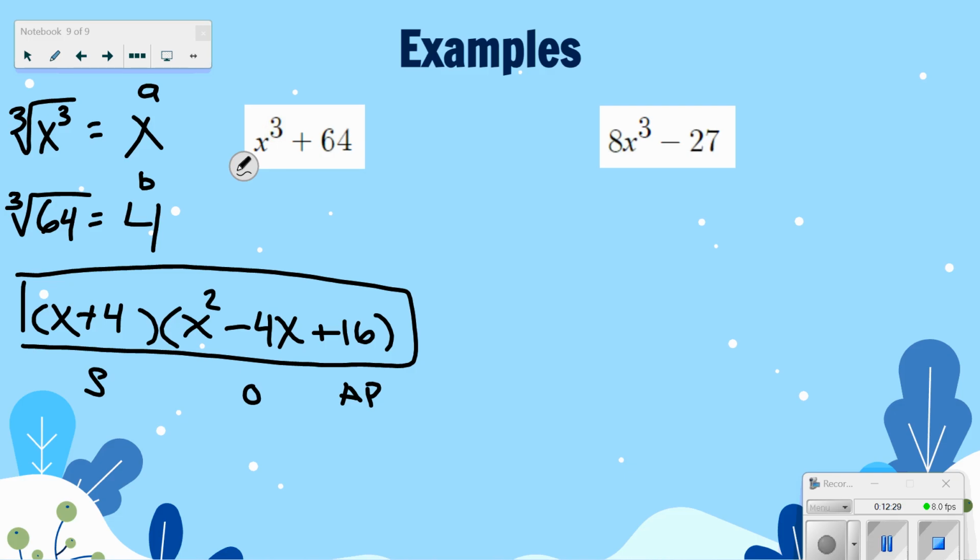What questions do you guys have with that formula? Just kind of plugging it in. All right, let's look at our next example.